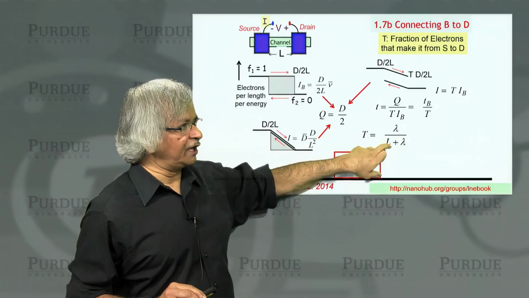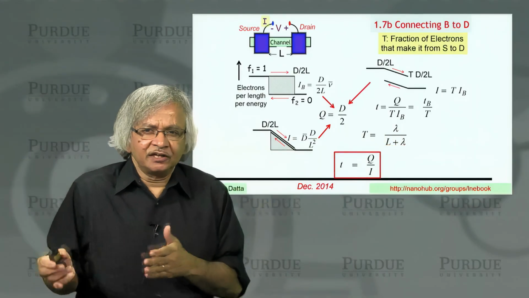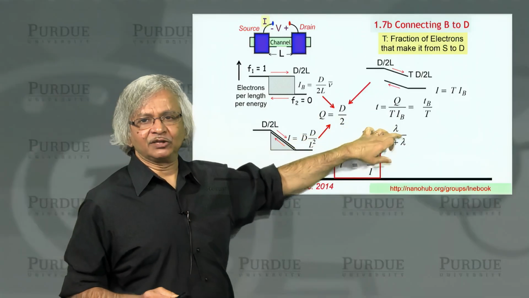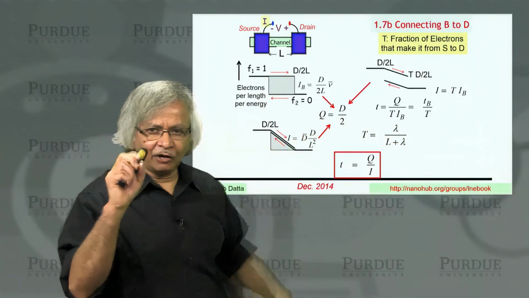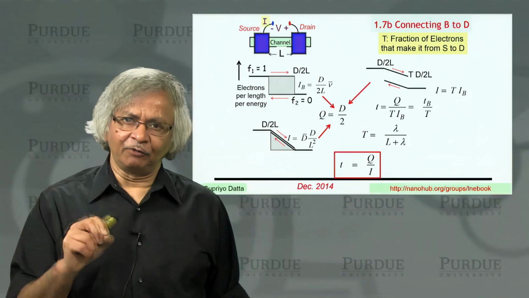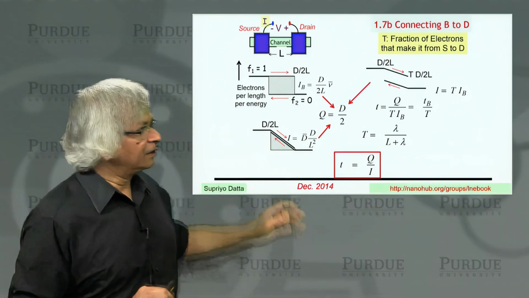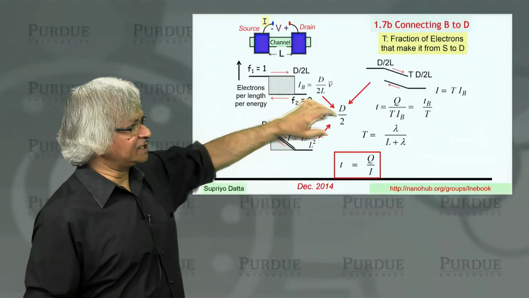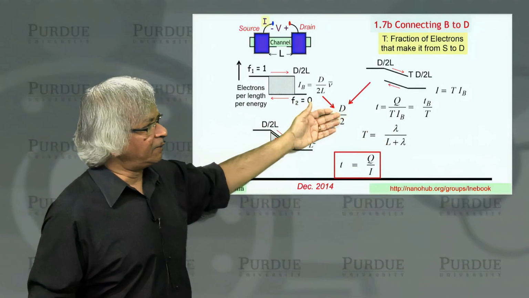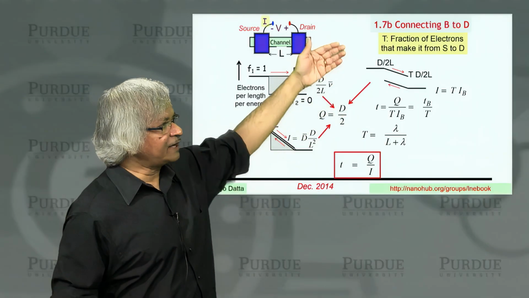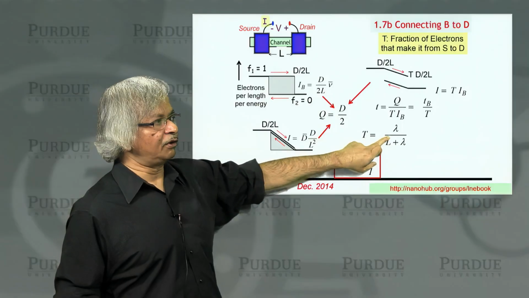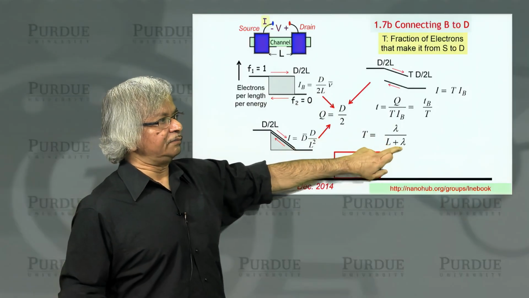It's like lambda over L plus lambda. Whereas if you had chosen a different definition, you might have got, say, 1.5 lambda over L plus 1.5 lambda. So exactly how you define the mean free path can be somewhat different from one definition to the other. And in the next lecture, we'll see what the exact expression for this mean free path is. Okay? But the bottom line is that this fraction of electrons that make it from source to drain can be written in this form, lambda over L plus lambda.